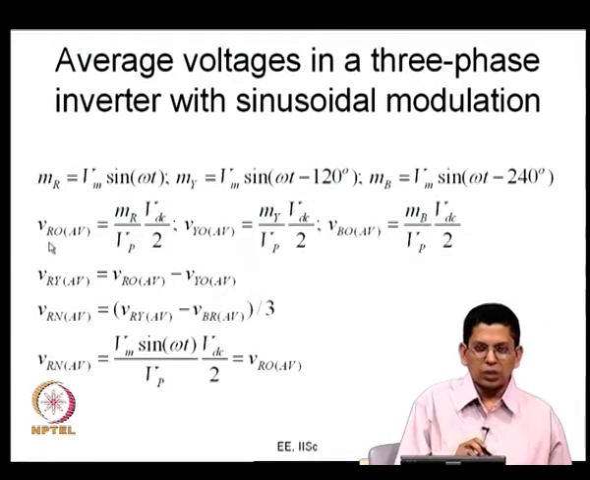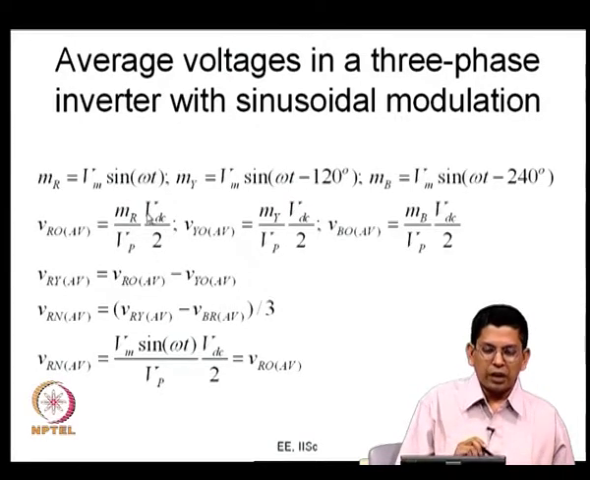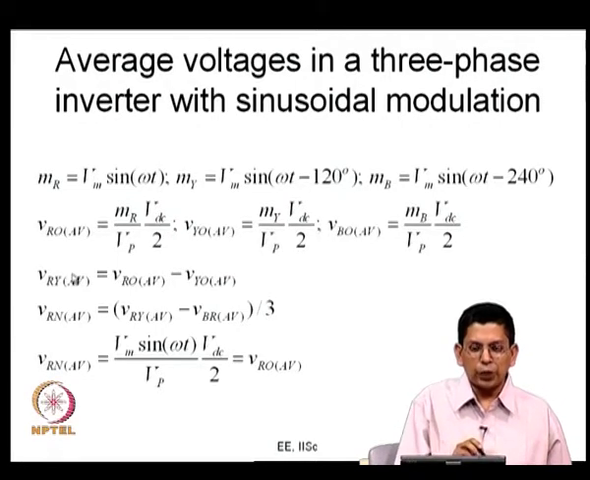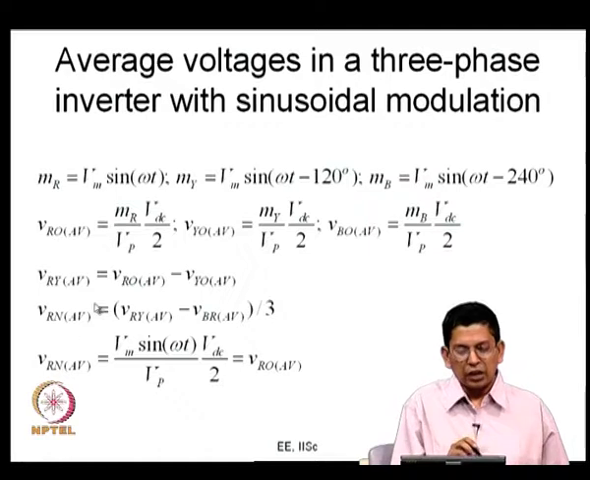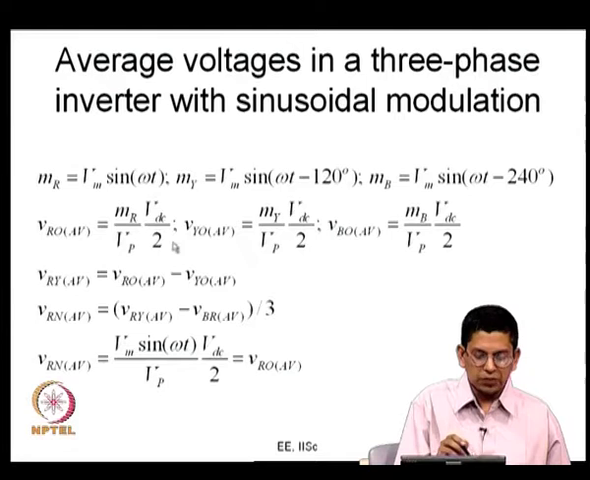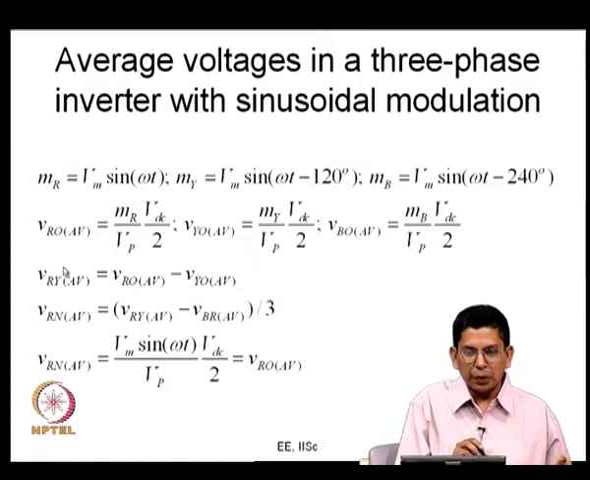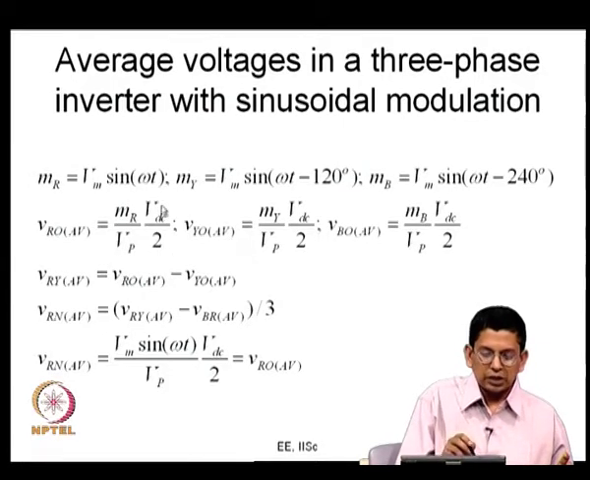Now, what is VRO? Let us look at the instantaneous value. If the R phase top device is on, then VRO will be equal to VDC by 2. When the R phase bottom device is on, then this VRO instantaneous voltage, I am not talking about average yet, will be equal to minus VDC by 2. In one half carrier cycle, we have the top device on for a while and the bottom device on for a while. So, sometimes it is plus VDC by 2 and sometimes minus VDC by 2, and your average voltage will be somewhere between plus VDC by 2 and minus VDC by 2, and this is what it is.